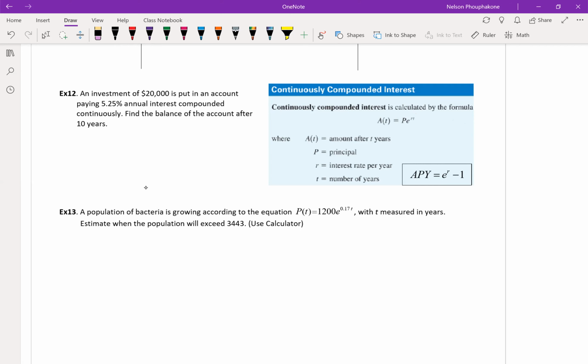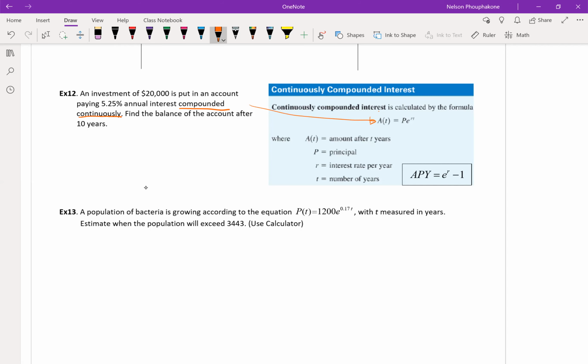Then what is the difference between the continuous compound interest and the regular compound interest? It is in how we look at the problem. If the problem states that you have compounded continuously, when you see this wording, then you know that you're going to work with this formula right here. If you have compounded monthly, weekly, or daily, then you're using the regular compound interest formula.